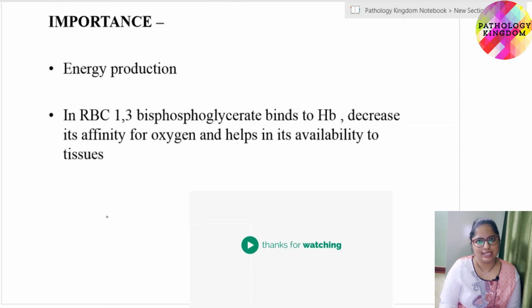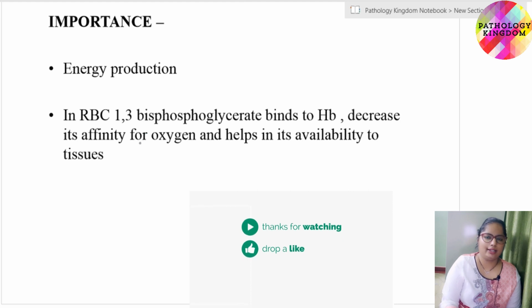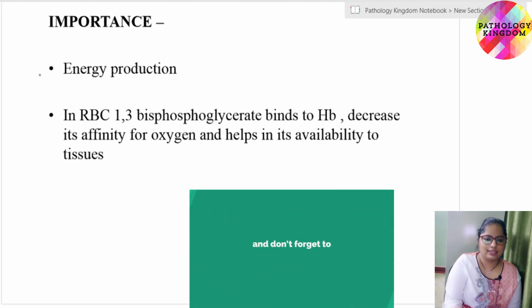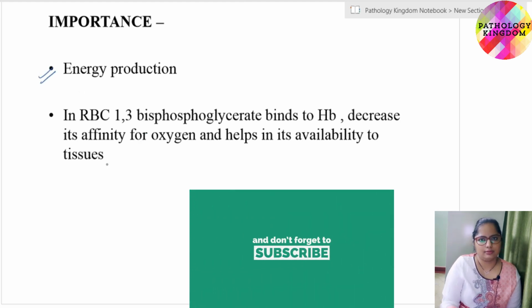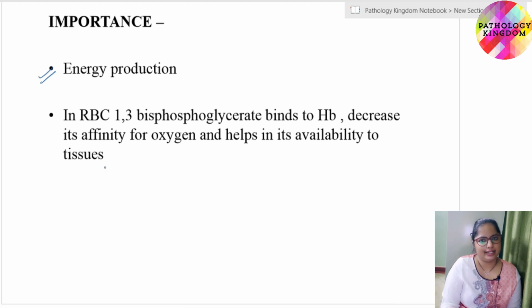Now what is the importance of glycolytic pathway? This is the energy production pathway. There is net gain of 7 ATP. Plus in RBC, 1,3-bisphosphoglycerate binds to hemoglobin, and this will decrease its affinity for oxygen and helps its availability to tissues. So this is the importance of glycolytic pathway.